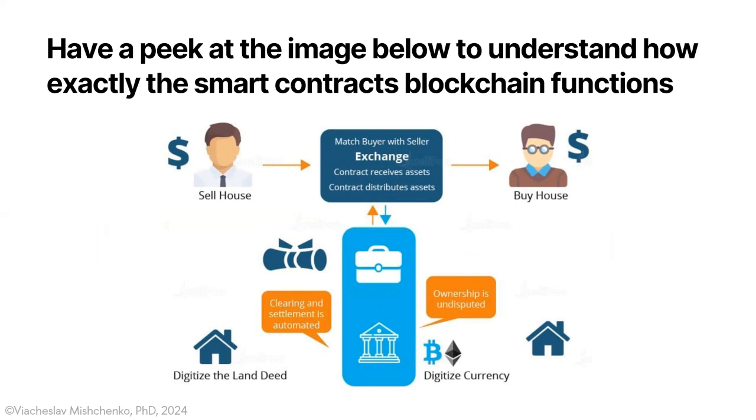And the land deed is tokenized, for example, meaning it's converted into a digital asset. And while the payment is made in cryptocurrency, typically, for example, Bitcoin or Ethereum. And the smart contract ensures that both the deed transfer and payment happen simultaneously. And what is great about the system is that it's automated and undisputed. For example, the clearing and settlement process happens without human intervention here.